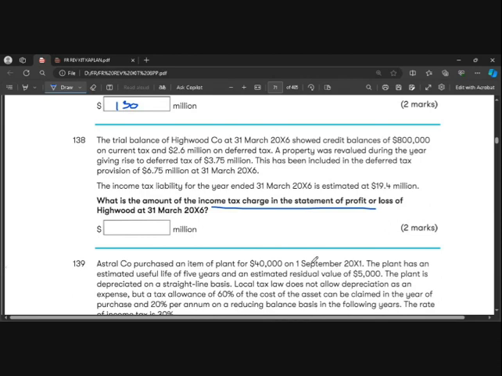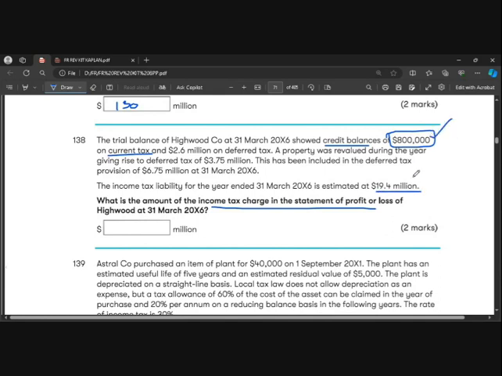1140. 11. How did you get 11? They're telling you credit balance on current tax, 8 lakhs. Yeah, so 0.8 million. Okay, so you got your current year estimate, you got your over provision.